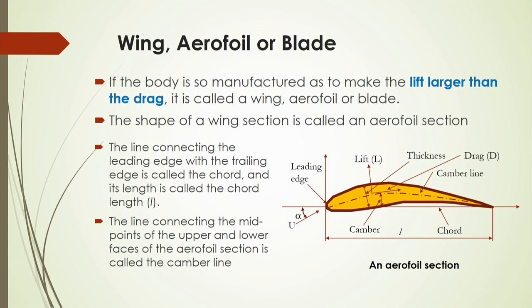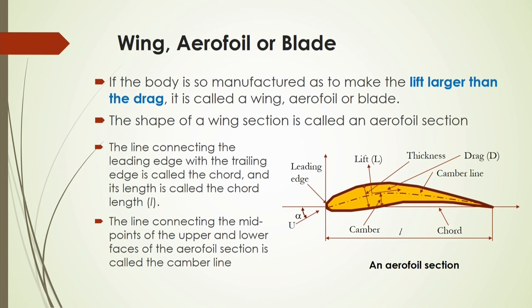Now, consider the wing, aerofoil or blade. If the body is manufactured so that the lift is larger than the drag, then it is called a wing, aerofoil or blade. The shape of a wing section is called an aerofoil section. The figure is shown in the slides. The line connecting the leading edge with the trailing edge is called the chord, and its length is called the chord length.